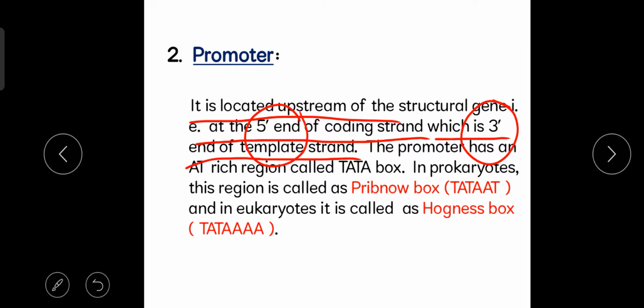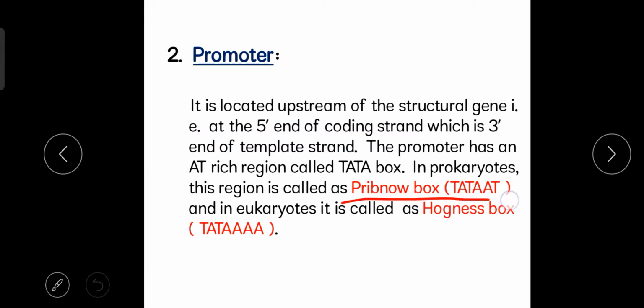Okay, so now this promoter site is rich in adenine and thymine nitrogenous bases, and that is why this region is known as the TATA box. TATA means what? Thymine adenine. Okay, so in prokaryotic transcription, this promoter site is called the Pribnow box, which consists of 6 nitrogenous bases which are rich in thymine and adenine.